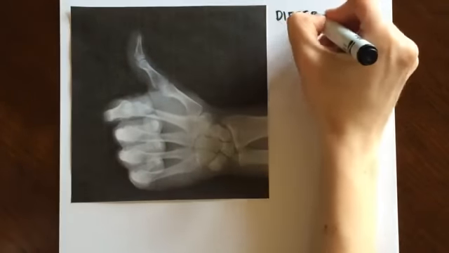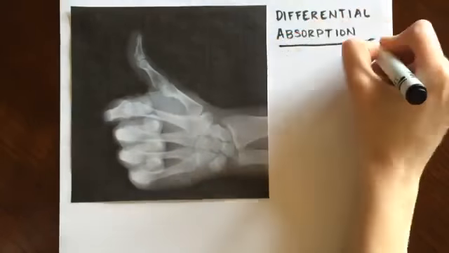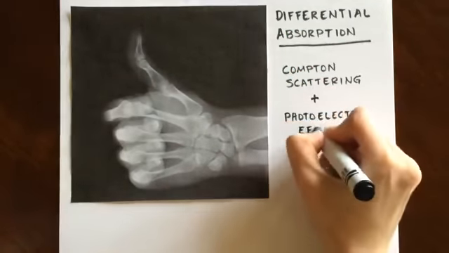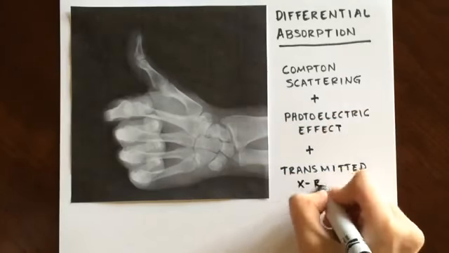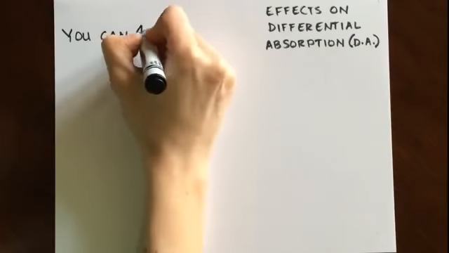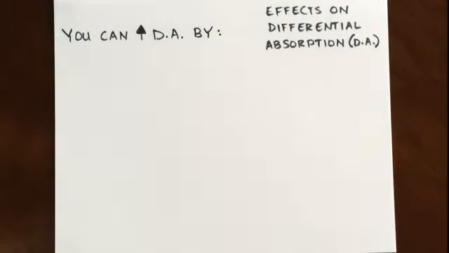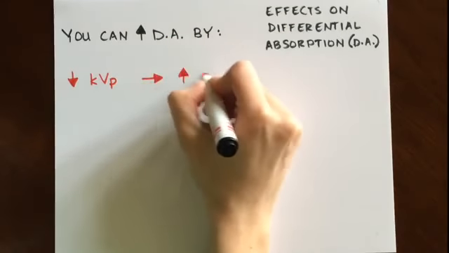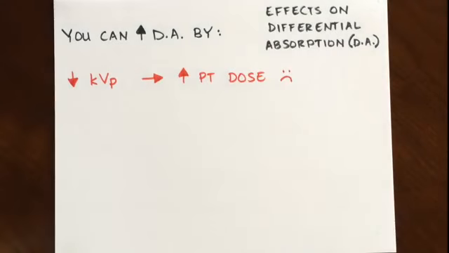The difference in these X-ray interactions is called differential absorption, and is the sum of Compton scattering, photoelectric effect, and transmitted X-rays. A high-quality radiograph will have maximum differential absorption. To increase differential absorption, you can decrease kVp. However, in doing so, you will increase the patient dose. It is important to find a compromise between the two.